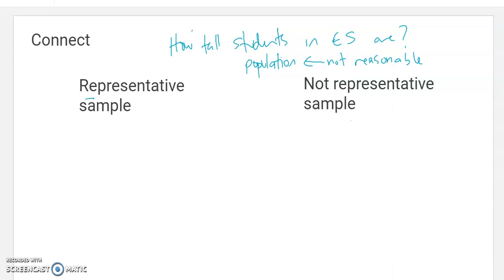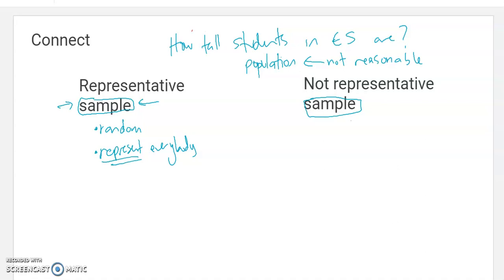So we use what are called samples, which are smaller groups of people or things to try to get information about the whole thing. When we make a sample, it's important that the sample be representative, that it be random people. I'm not just picking certain ones because then I'm likely to get a bad sample. And that it be people that represent everybody. That's why it's called representative. You wouldn't want to get a not representative sample, like let's say one kindergarten class.